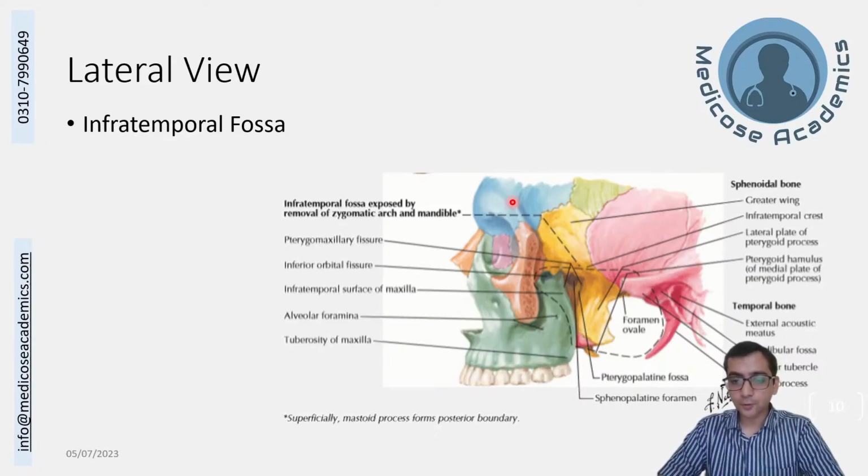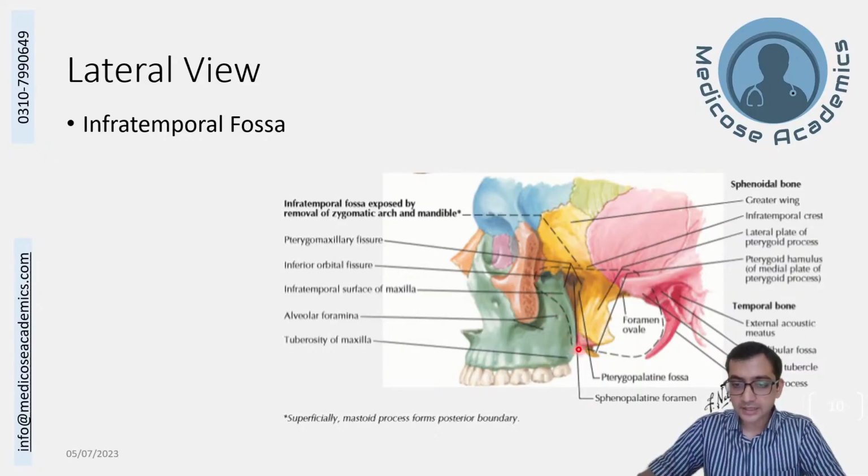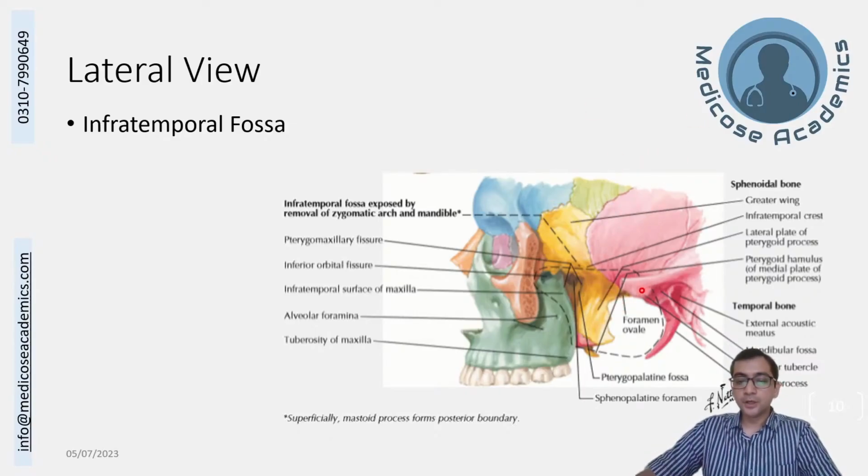I'm not talking about the openings in much detail, or the communication, or the muscles that are present in it. So which structures are forming? These dotted lines line the infratemporal fossa. This fossa area is visible only when there is a removal of the mandible and a removal of the zygomatic arch.